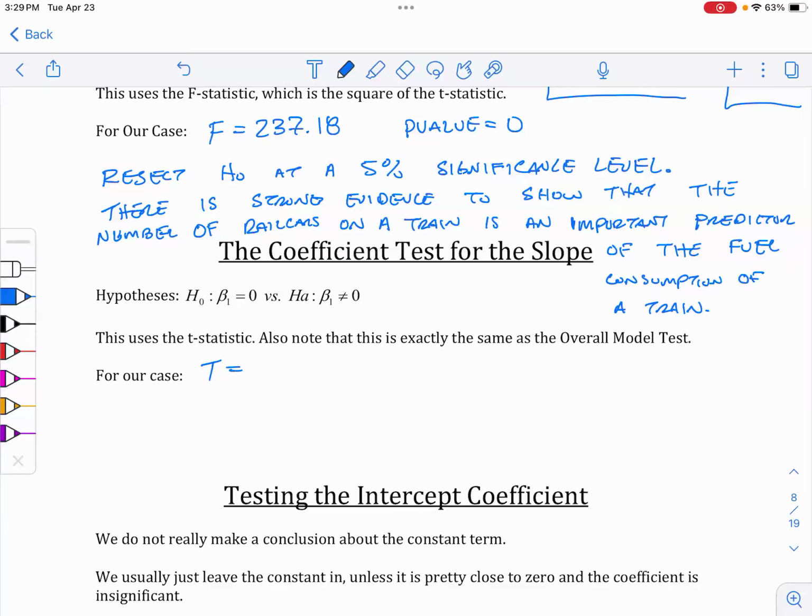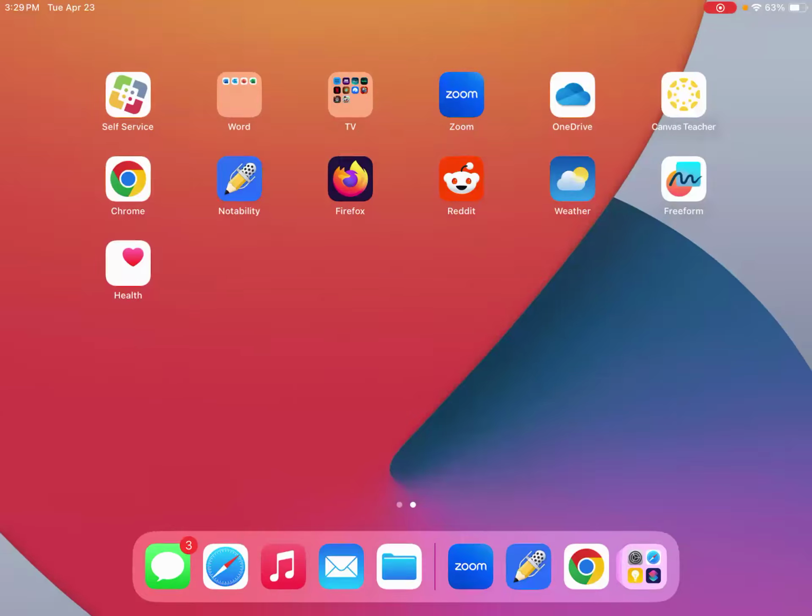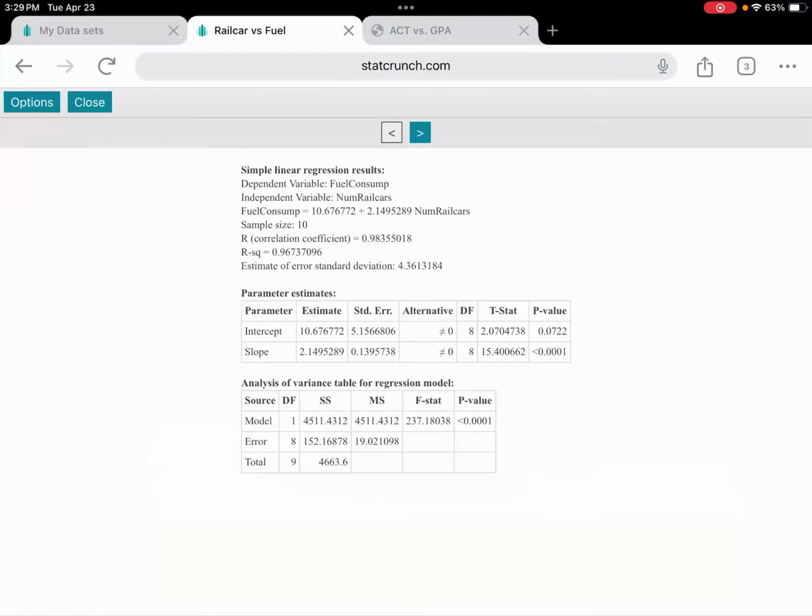For the coefficient test, that uses the t statistic. And which t statistic? It uses the t statistic for our slope data. So it uses the one that is associated with slope, this 15.4, and a p-value of 0. Notice these p-values will still be the same.